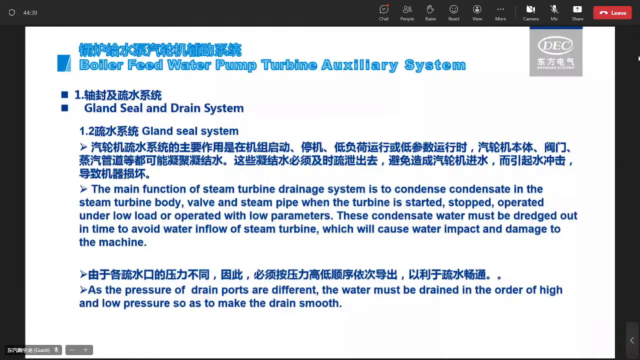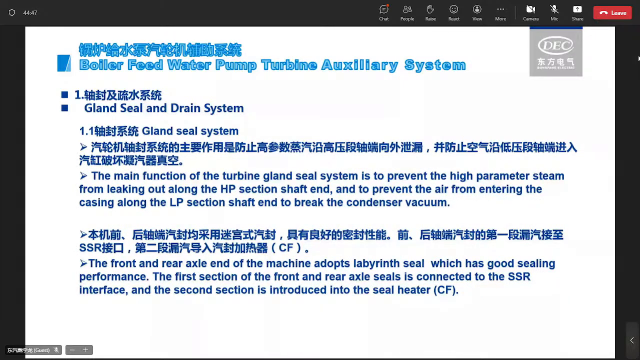Excuse me, can you please go to the previous slide? OK. This slide, the gland seal system. What is SSR interface? SSR interface, right? Just a second. Yes, SSR.